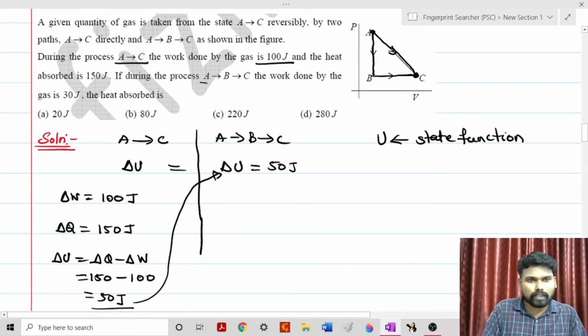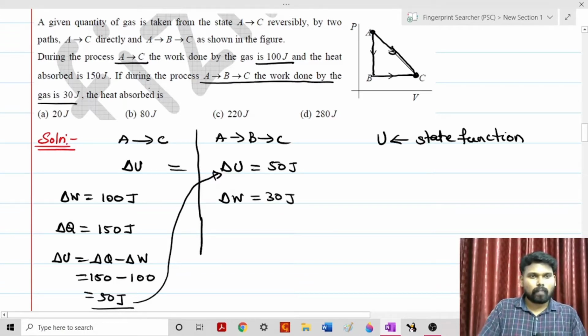If during the process A to B to C, the work done by the gas is 30 joule. Here work is given in this path A to B to C. Delta W is equal to 30 joule. What we have to find is the heat absorbed, that is our question.